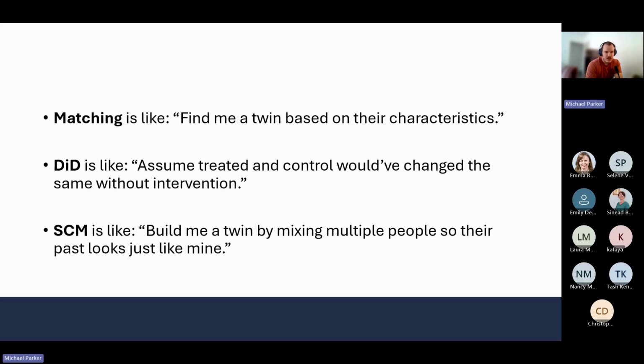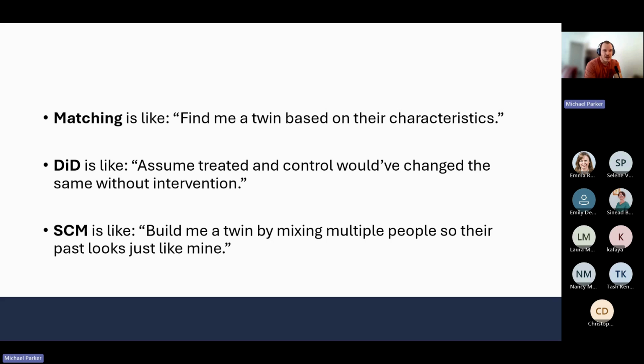Difference in differences looks at the treatment effects, and it assumes that the treatment and control would have changed the same without the intervention. So you're almost assuming that if that group hadn't received the intervention, the change would have been the same. And then synthetic control modeling is: build me a twin and mix up multiple people and sort of zombify them so they all look just like my case unit.